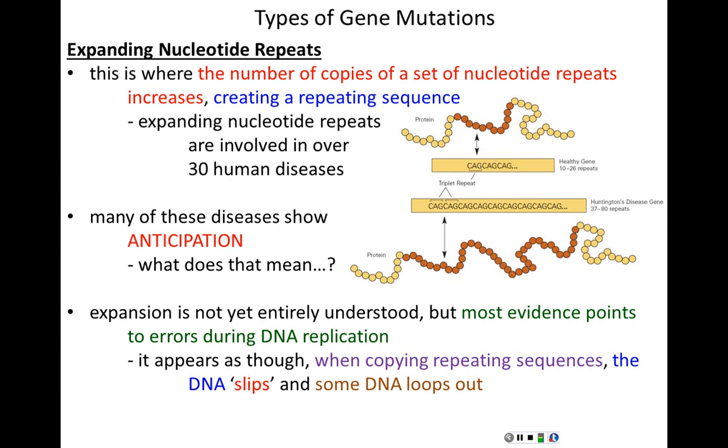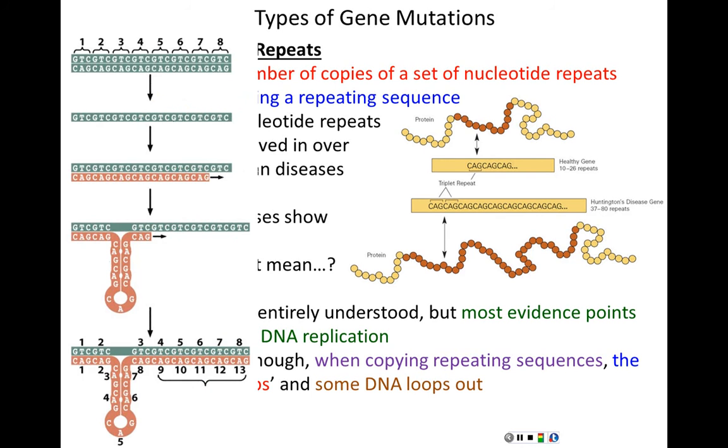This will make more sense after some future courses that you guys get under your belt. But it appears as though, in general, kind of simplifying it a bit, when the DNA copying machinery is copying the DNA as part of DNA replication, sometimes the DNA strands slip. The new strand that's being made using the rules of base pairing, using the old strand as a template, sometimes slips. And as a result of that slipping, some DNA loops out.